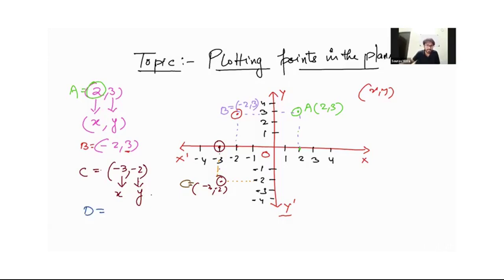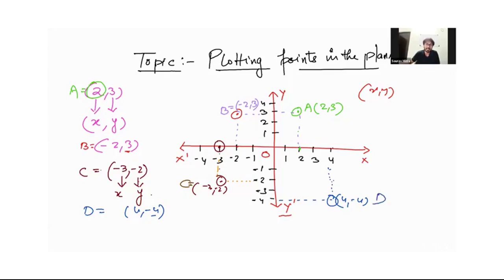Now at last let us draw another point, 4 comma -4. On the x-axis you have to go to 4 first, then you have to go -4. In which direction, upward or downward? In the downward direction, 4 units: 1, 2, 3, 4. This will be your 4 comma -4. Now you can use the dotted line help also. Let us call this point D.